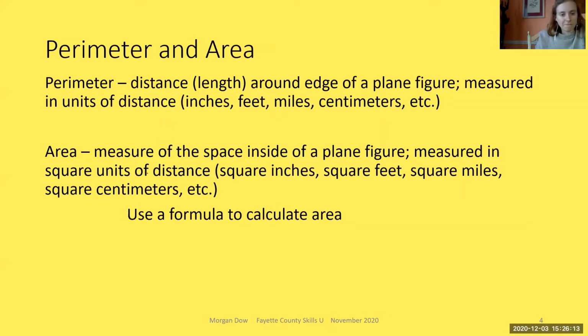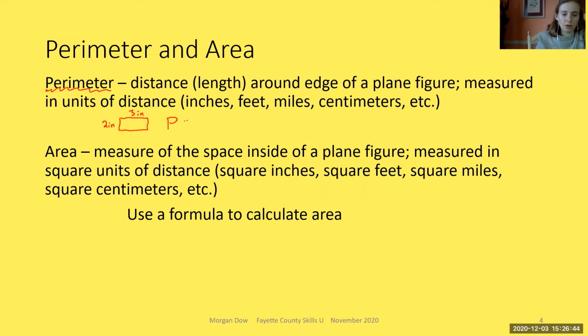So perimeter, the perimeter of a shape is the distance or the length around the edge or the outside of the shape. And so it's measured in units of distance like inches or feet or miles or centimeters, yards, etc. So for example, let's take a rectangle. Let's say this rectangle is 2 inches by 3 inches.